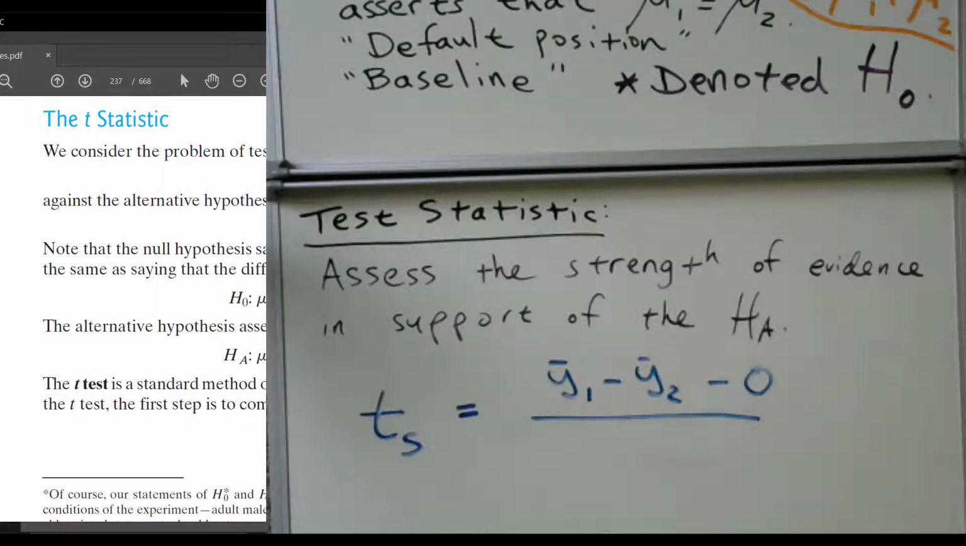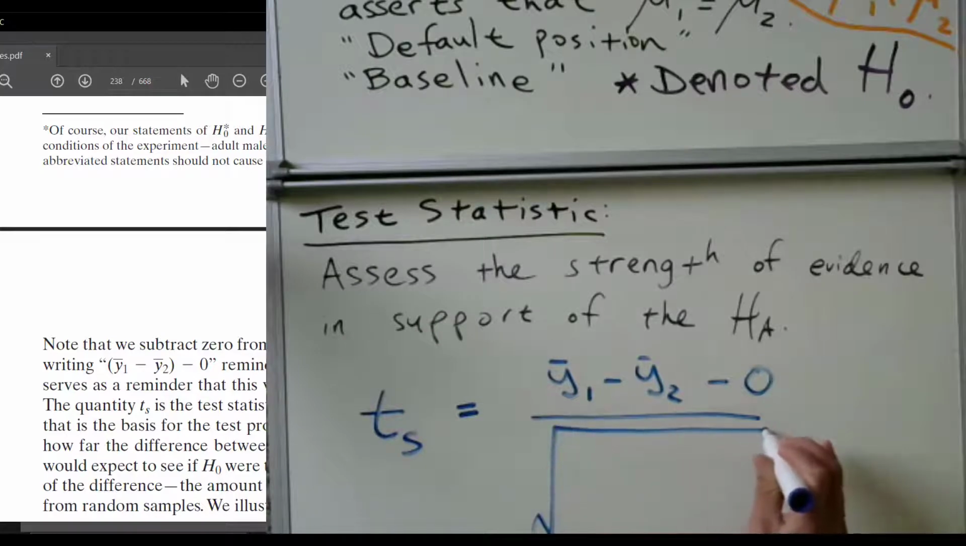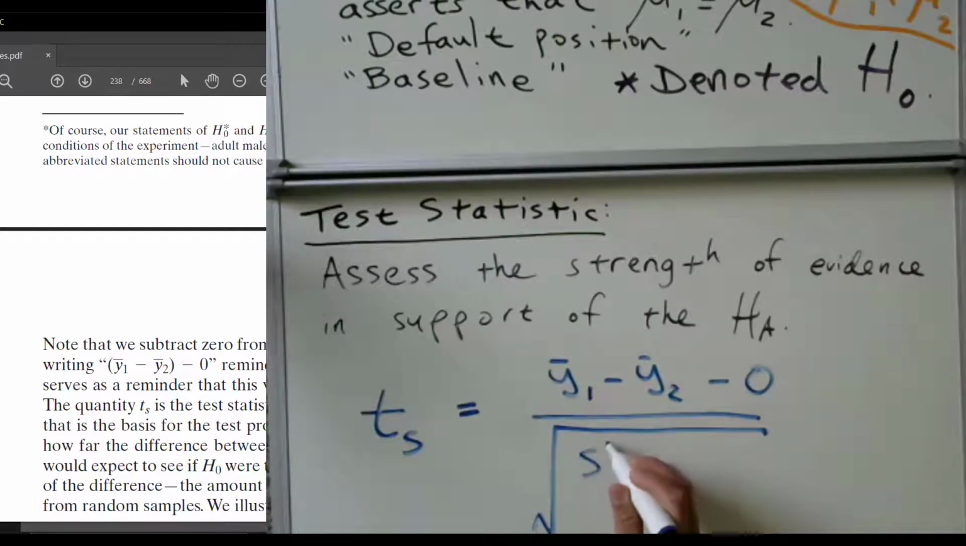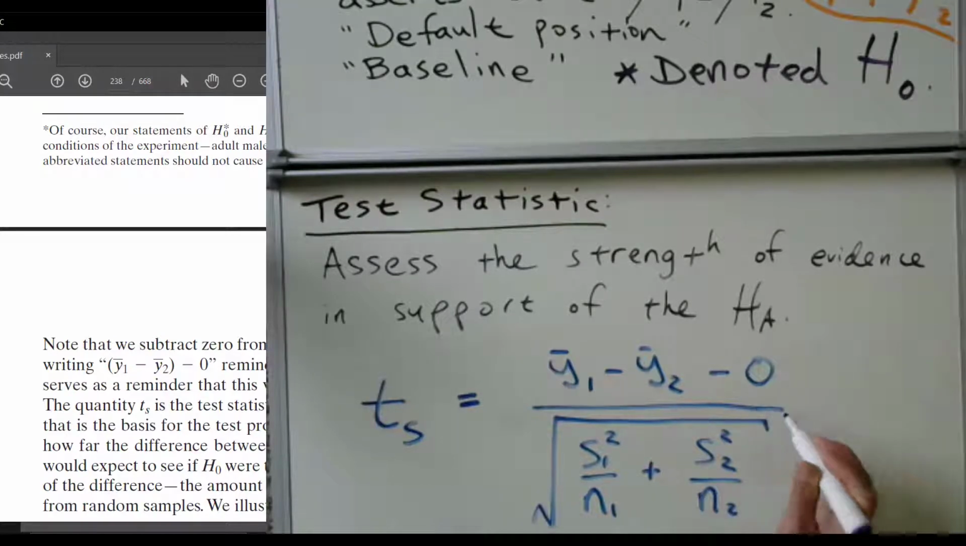But we need to relate this to the spread for the difference in means. So that is the standard error that we saw in chapter 6.7. That's s squared over n for the first sample, plus s squared over n for the second sample.